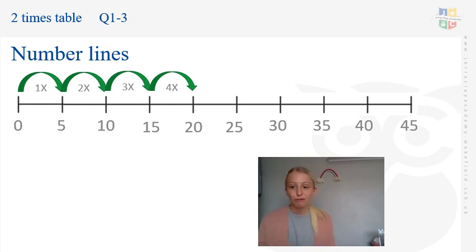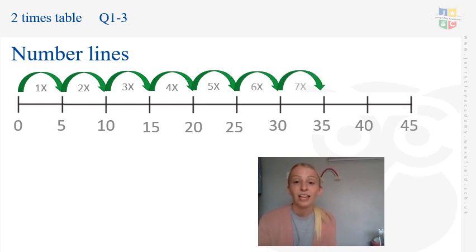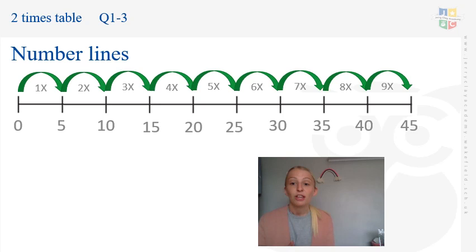So similar to our grouping, just represented a little bit differently using a number line instead. We can continue to 5 times 5, landing on 25. Another group of 5 for 6 times 5 equals 30. 7 times 5 equals 35. 8 times 5 and 9 times 5. So because I've completed all those jumps, all those lots of 5, all the way up to 9 times 5 and landed on 45, then this number line represents 9 times 5.